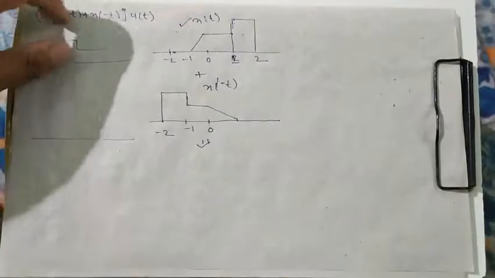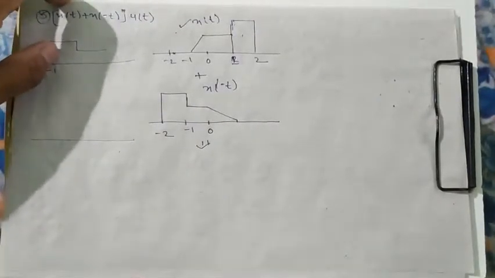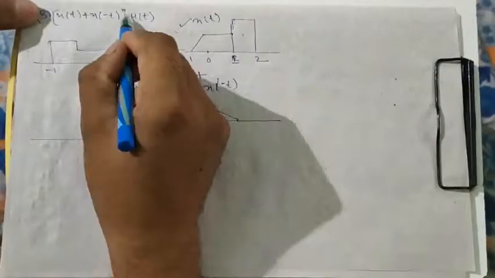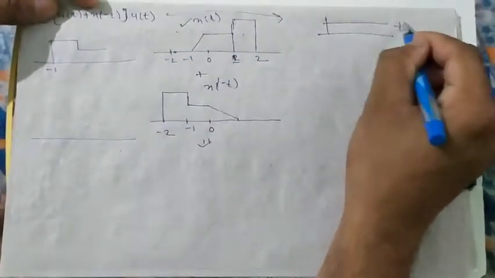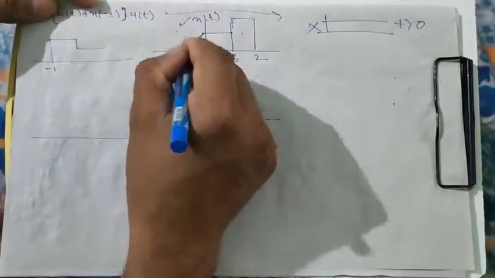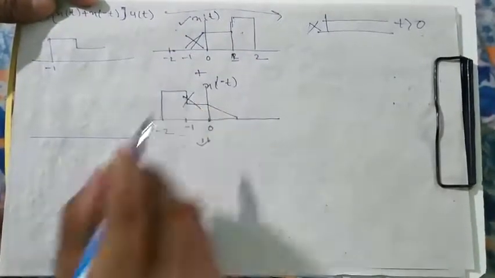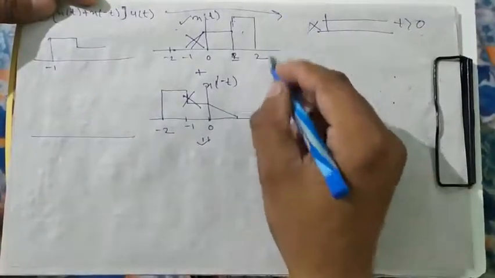Now see here. This question is a multiplication with the unit step function. For the unit step function, we also know that it only exists for t greater than 0. So of course from this portion it is not valued, and from this portion it is not valued. So only this portion will be added, okay? Now, the result will be what?